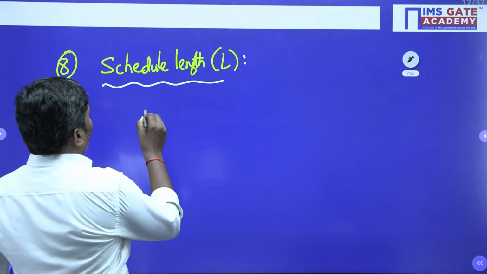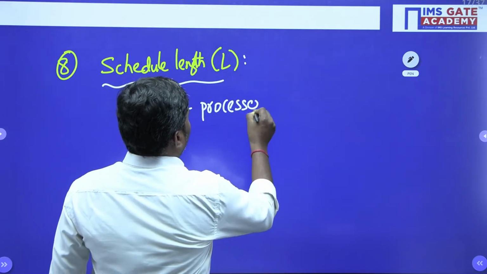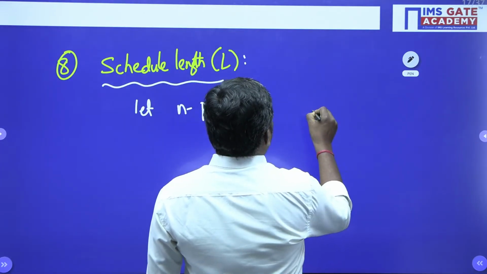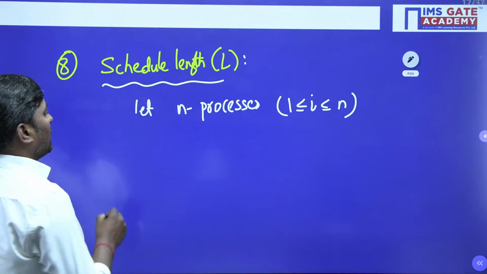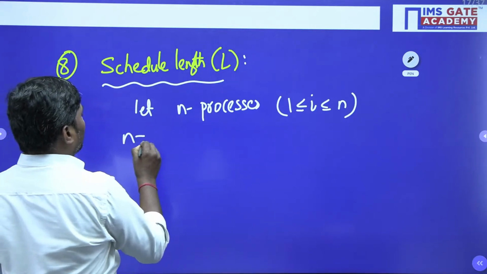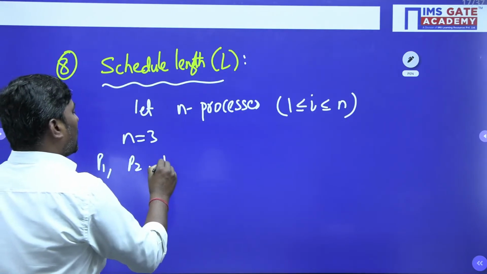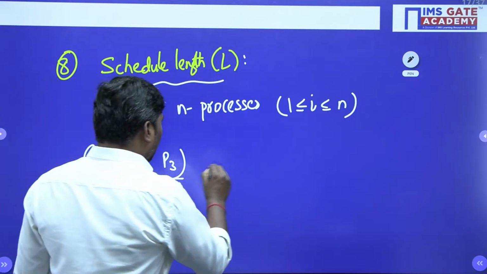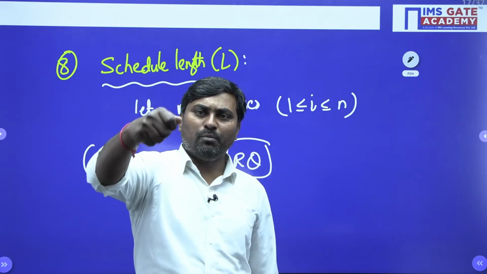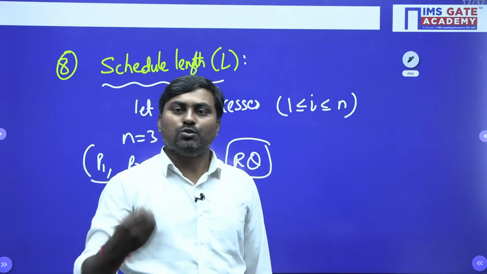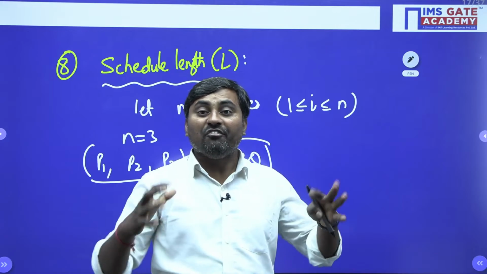Let's take an example, all of you. Let n processes be there, where i is a process Pi, from 1 to n. Now if I take n equal to 3 processes, observe: process P1, process P2 and process P3. If these 3 processes are in a ready queue, how many are there? 3 processes. Now the scheduler will pick one process among the 3 and assign it to the CPU. The scheduler can pick P1 or P2 or P3. Now I will ask, in how many ways can these processes be scheduled?